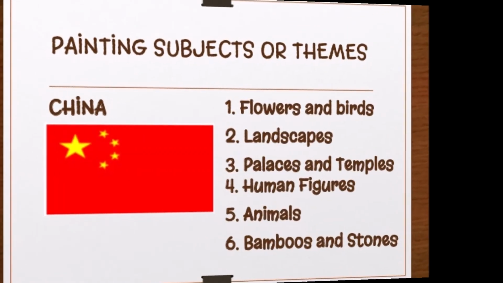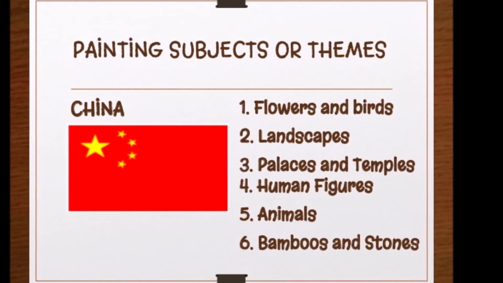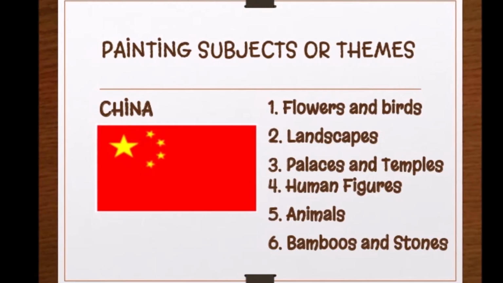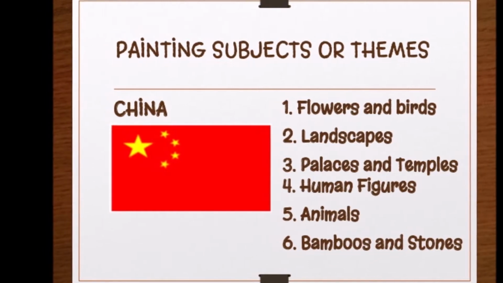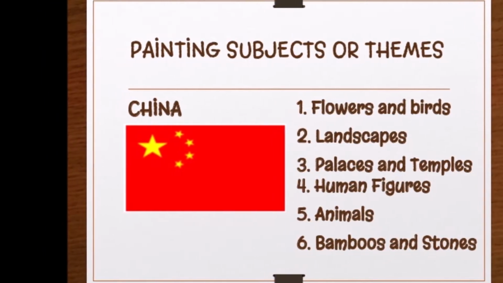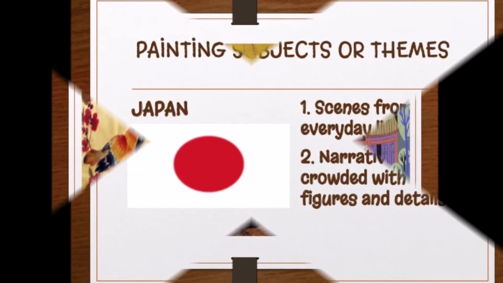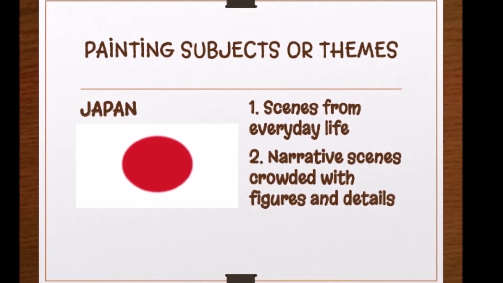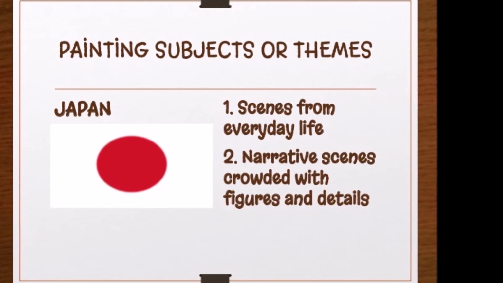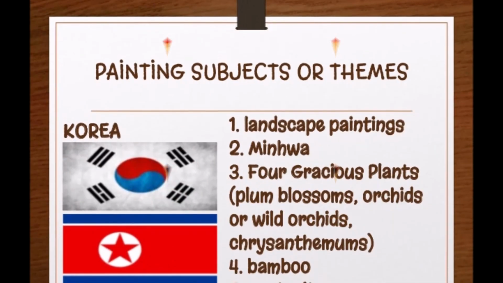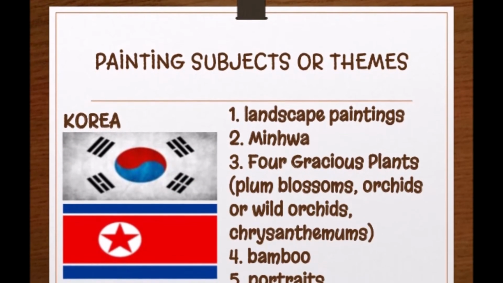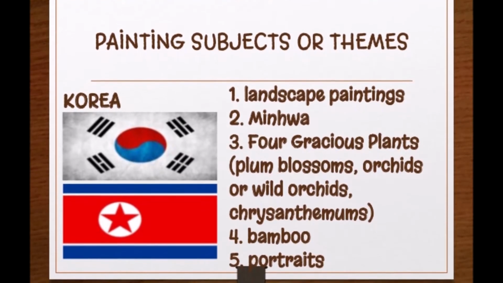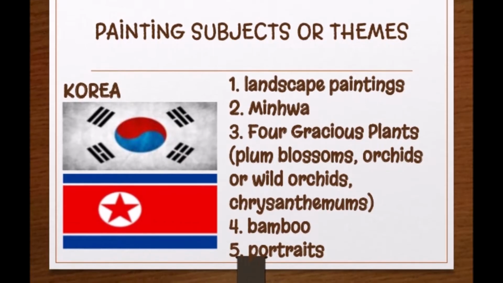Painting subjects or themes in China: flowers and birds, landscapes, palaces and temples, human figures, animals, bamboos and stones. In Japan, scenes from everyday life and narrative scenes crowded with figures and details. While landscape paintings, minhwa, four gracious plants, bamboo, and portraits in Korea.